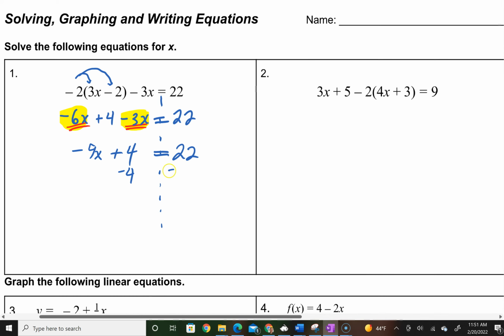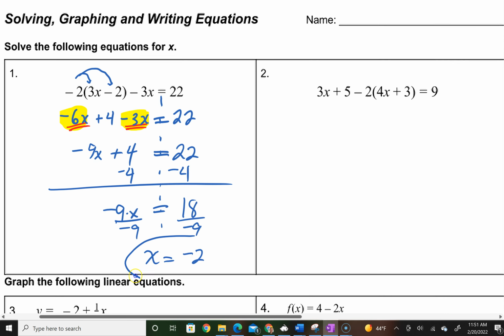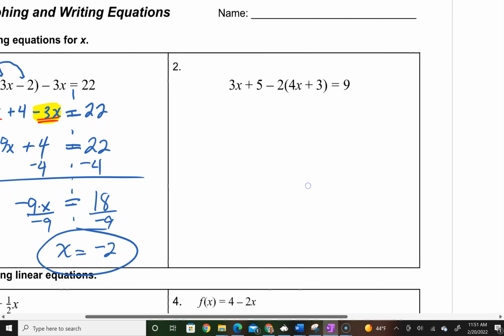We can minus a 4 from both sides. 22 minus 4 is 18. One more little baby step here. Negative 9 is multiplied to x, so I'm going to divide by negative 9. Final answer, 18 divided by negative 9, you'll get negative 2. Take a look at problem 2.